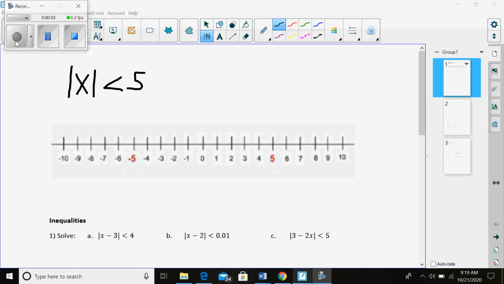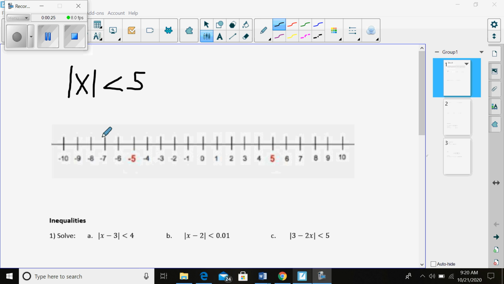So the first thing I want you to do, this is not on your paper, this exercise, I want you to consider how you would label on the number line the solution to this inequality. Okay, so pause the video, draw yourself a number line, and label it with solutions.